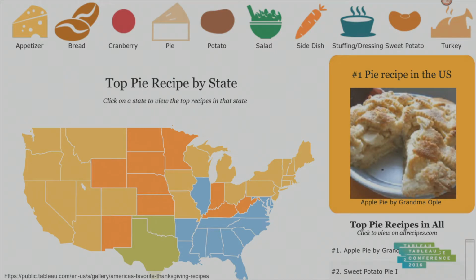that was aggregated up, so they didn't actually release any of their commercial and confidential information. They just released the aggregate of it. And they thought, well, that's kind of interesting, but once again, CSV, nobody's going to look at it. Why not make a pretty nifty little viz? So this is looking at what is a top pie recipe by state.